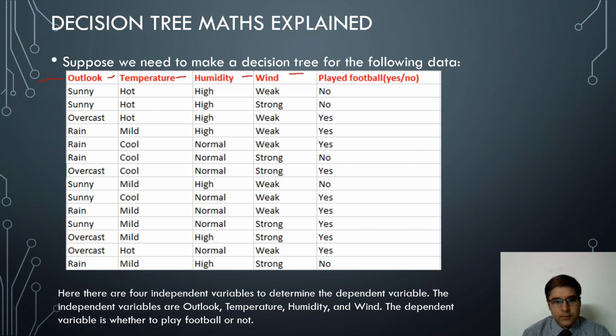So based on these parameters, we need to decide whether it is suitable to play football or not. So this is the dependent variable, that is the final output that is required. So here there are four independent variables to determine the dependent variable, which are outlook, temperature, humidity, and wind. The independent variables are given here, and the dependent variable is whether to play football or not.